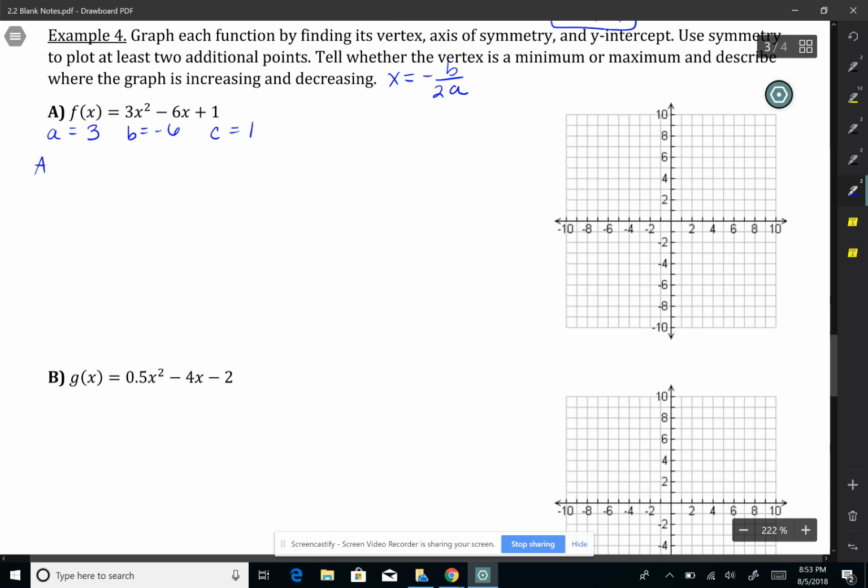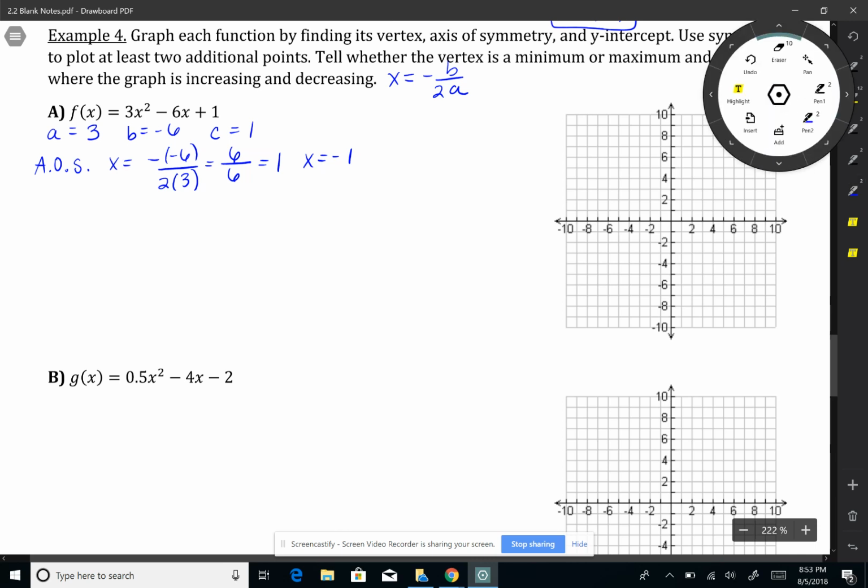So my axis of symmetry, x equals negative, then b, that's a negative 6, over 2 times your a value, which is 3. So if I go ahead and multiply negative times a negative, that's going to give me a positive 6 on the top. On the bottom, 2 times 3 is also 6. 6 over 6 reduces to 1. So my axis of symmetry is x equals 1. Don't know why I put a negative there. There we go. x equals 1.